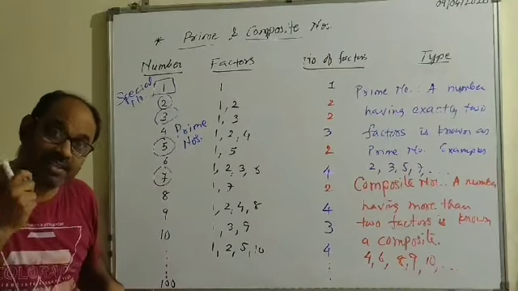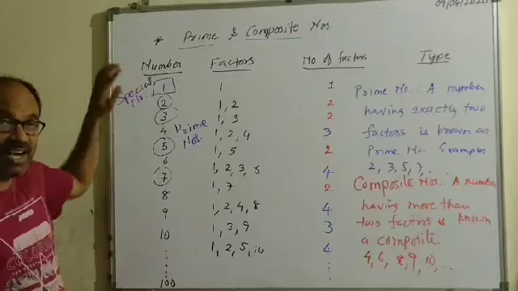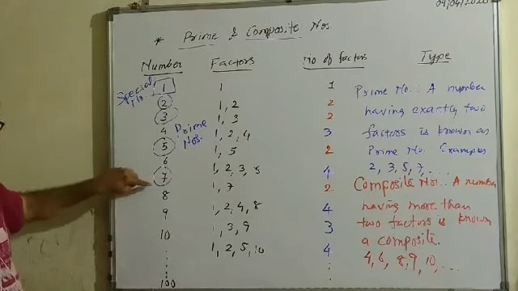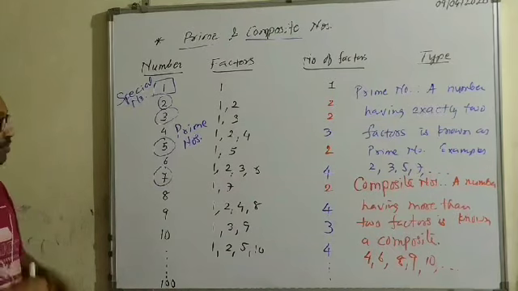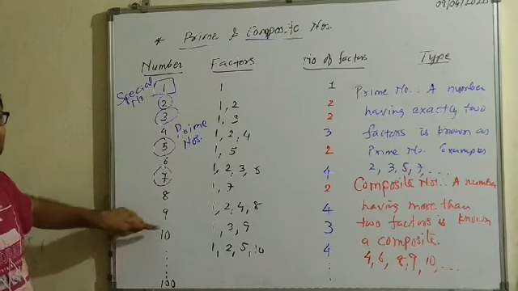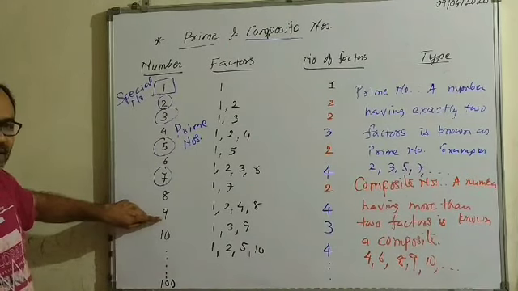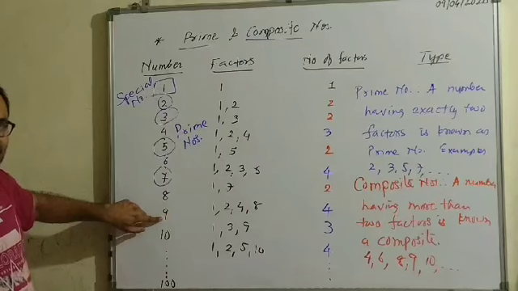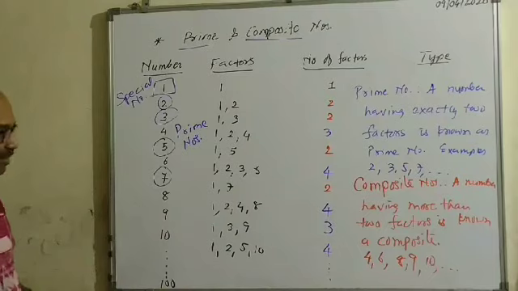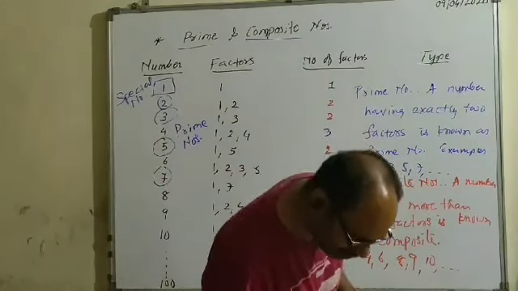Which is the smallest odd prime number? 3. Which are single digit prime numbers? 2, 3, 5 and 7. Which are single digit composite numbers? 4, 6, 8, 9. Sometimes children forget this. Many children forget 9. It is also a composite number, not prime. Okay? Because it is divisible by 3 as well. So it has more than 2 factors. Okay? So understood what are prime numbers and composite numbers?